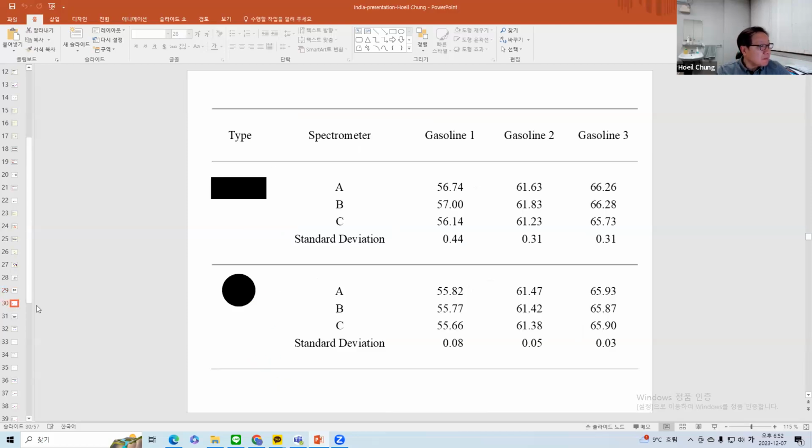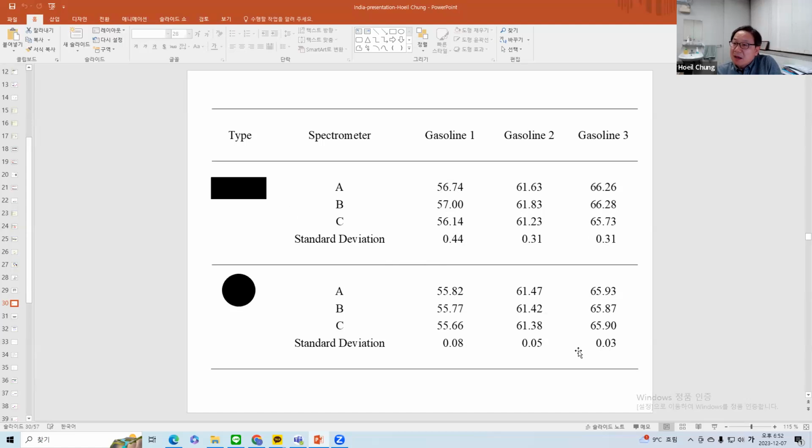So actually, I built a model and predicted a gasoline property. This is actually the density of gasoline. As you can see, for the Square company, the predicted values are changing quite a lot, and the standard deviation is 0.44 to 0.31. But in the case of the circuit company, you can see the standard deviation of the prediction of the gasoline property is much smaller.